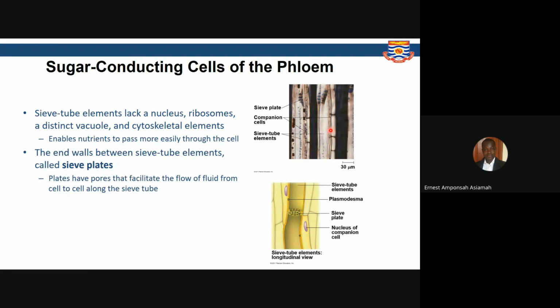They lack a nucleus, they lack ribosomes, and they lack a distinct vacuole and cytoskeletal elements. And so it is like a conduit, and these conduits enable the passage of nutrients so that they can move through easily. Then we have the end walls of these sieve tubes. They are covered by the sieve plates, and the plates have pores in them that will facilitate the flow of fluid from cell to cell along the sieve tubes.